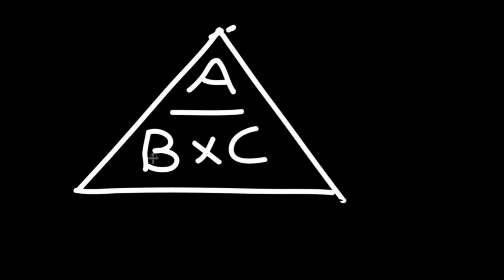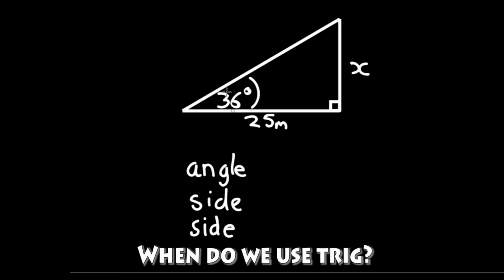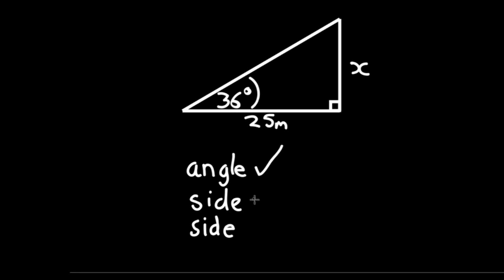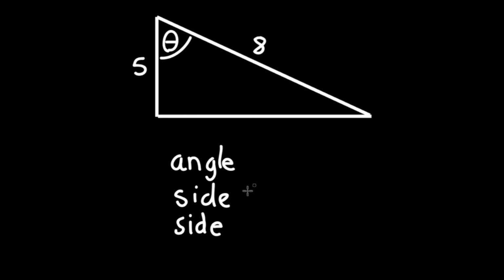Okay, we're ready to start. We'll use trig when we know one of the other angles and at least one of the side lengths. Remember that one of the angles is always 90 degrees. In this case, we'll need to find one of the sides, x. Another time we'll use trig is when we know two side lengths at least, and we need to find a missing angle.